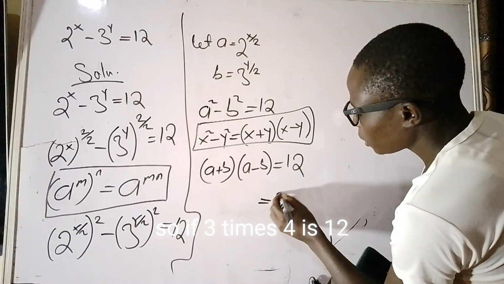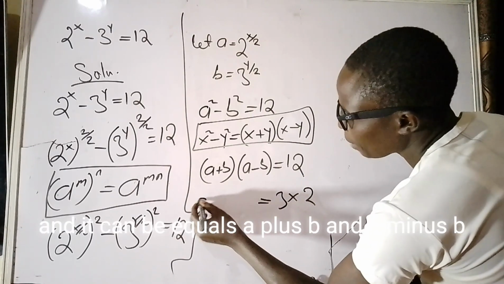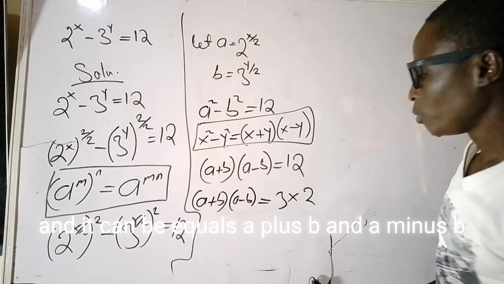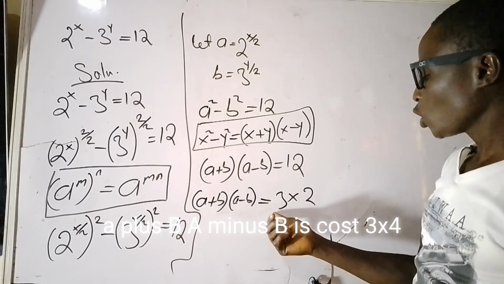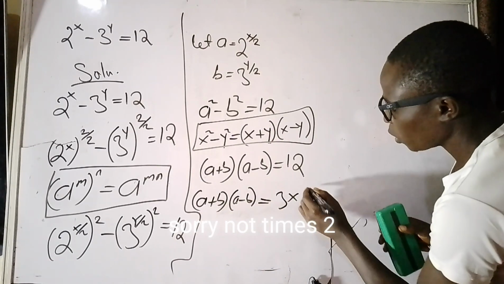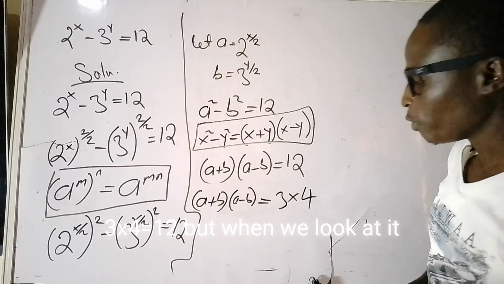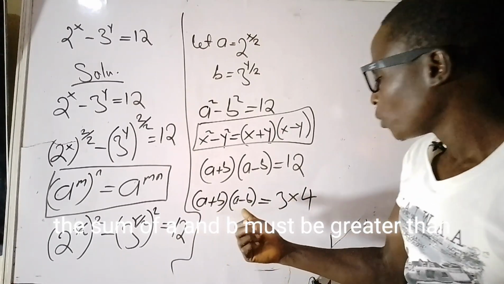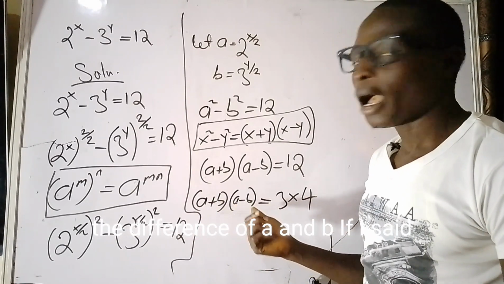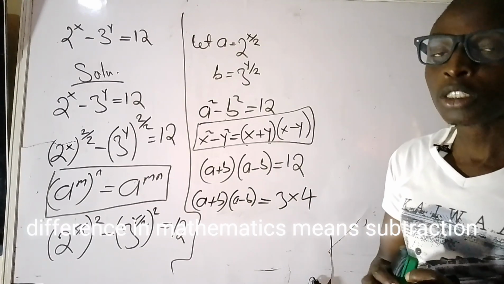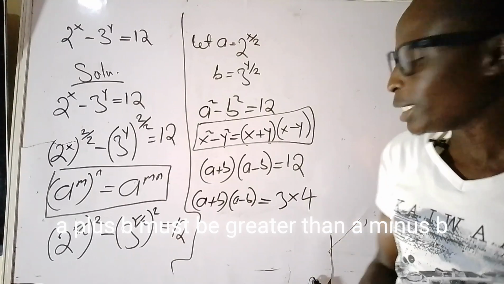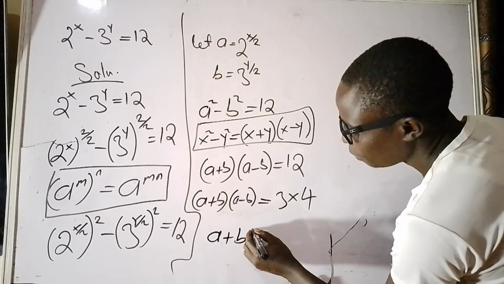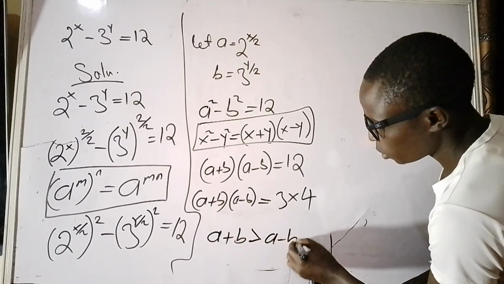So if 3 times 4 is 12, it can be equal to (a plus b) and (a minus b). (a plus b)(a minus b) is equal to 3 times 4. But when we look at it, the sum of a and b must be greater than the difference of a and b. Difference in mathematics means subtraction, so a plus b must be greater than a minus b. That means a plus b is greater than a minus b.